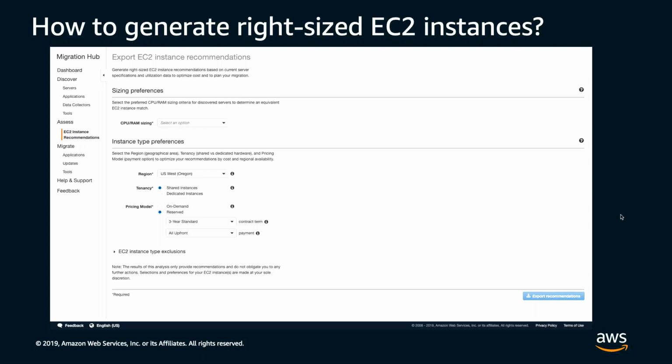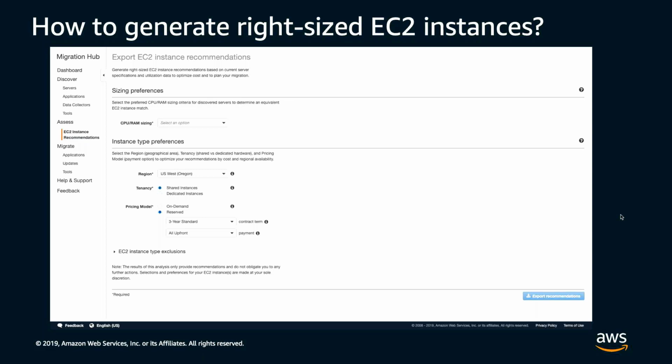In 2019, I think it was May of 2019, the Migration Hub introduced the ability to generate right-size instances for running your on-premises workloads in AWS. So this feature analyzes the data collected from each on-premises server, including things like the server specification, the CPU, memory, and uses that to recommend the least expensive EC2 instance required to run that workload.